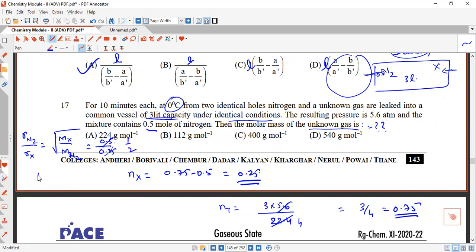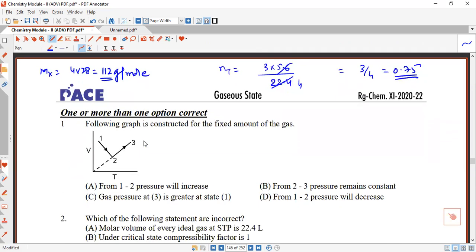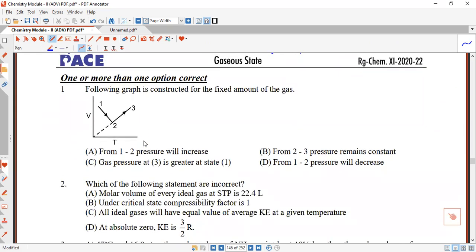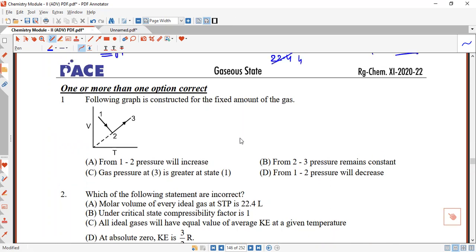Taking the square, Mx by Mn2 is 2/1, not 1/2, squared gives 4/1. Mx is nothing but 4 into 28, that is 112. So 112 gram per mole. Okay, that's your answer, B. So that's it. One and more than one, I will discuss in the next class. I hope you are able to understand all these solutions.